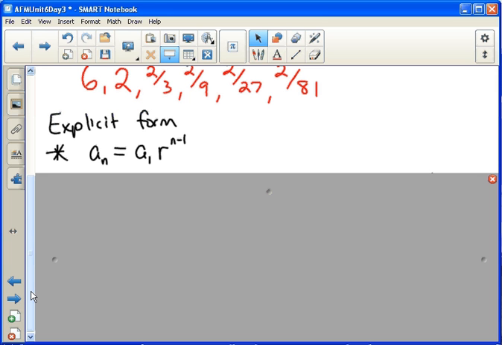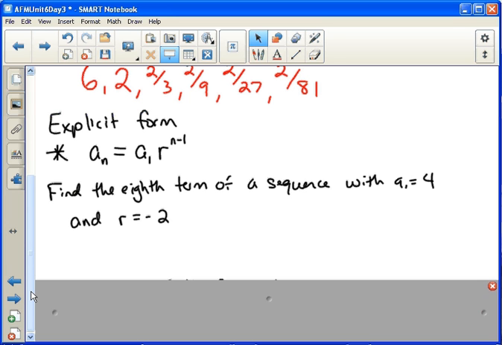Remember, A1 represents the initial term, or the first term, and R represents what you are multiplying by each time. It's the common ratio. So if you're asked for the formula or for a specific term, this is what you'll want to use.